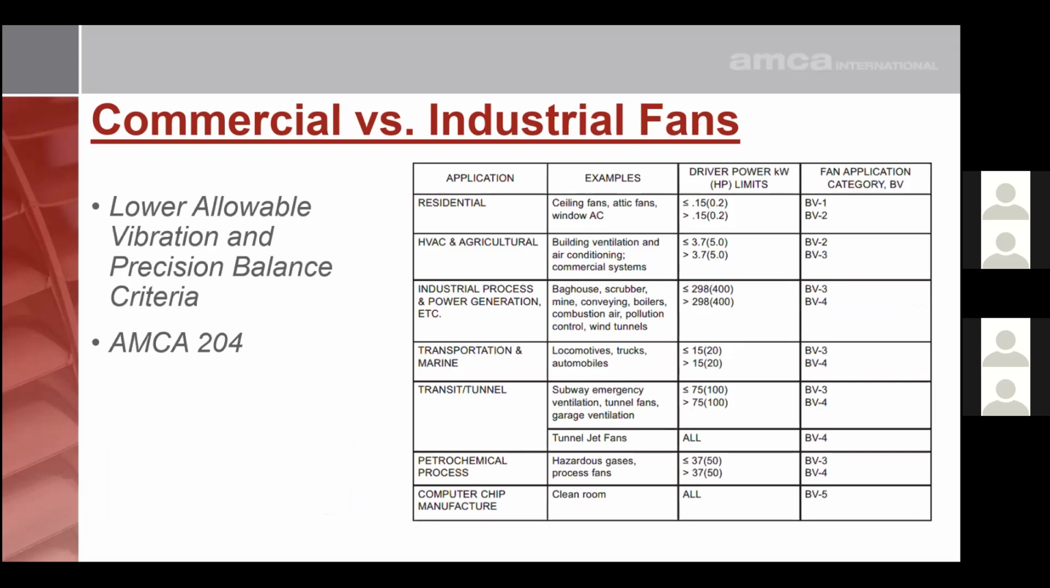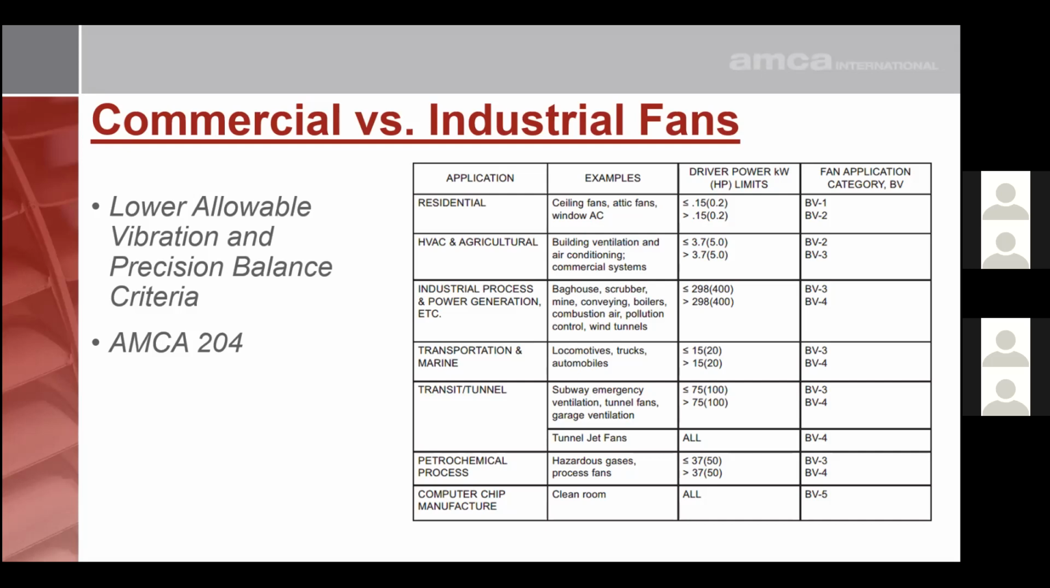So industrial fans are subject to lower acceptable vibration limits as compared to commercial. AMCA 204 is a standard relating to allowable vibration in fans. It provides categories based on fans' purpose and size. Each of these categories has acceptable factory and field vibration levels. Industrial fans generally fall into the BV3 or BV4 category.